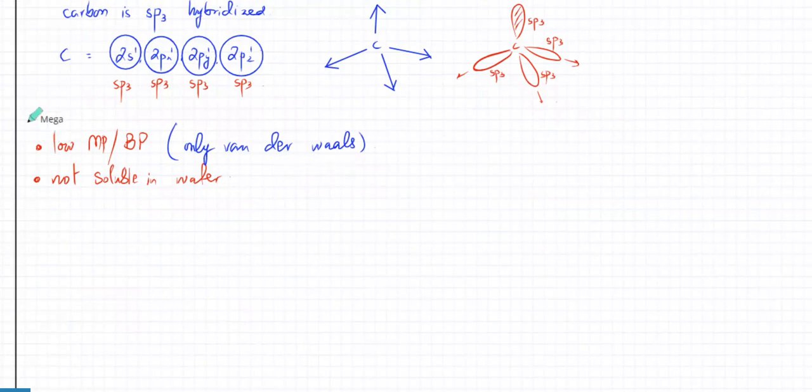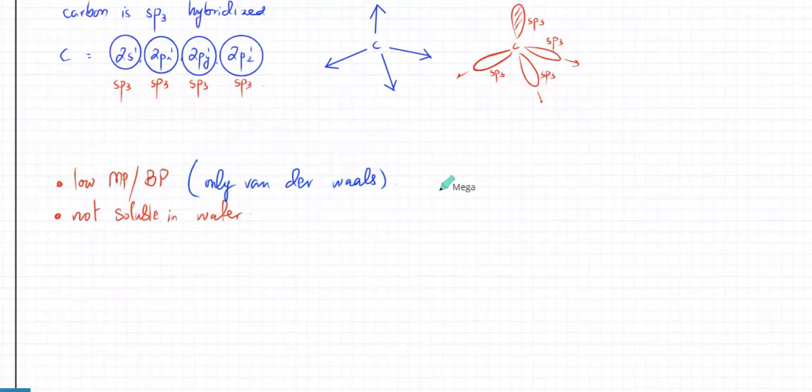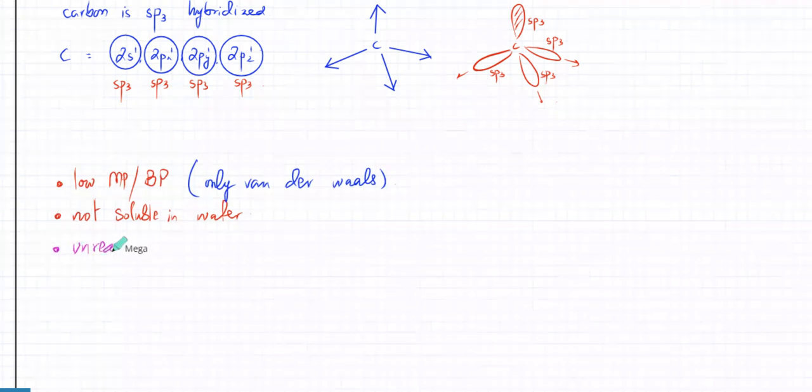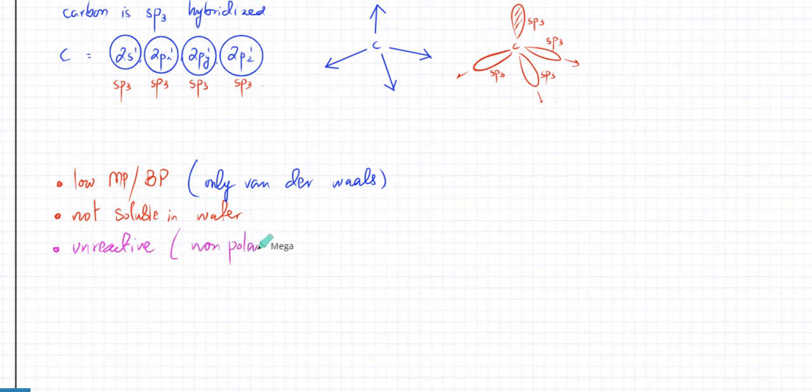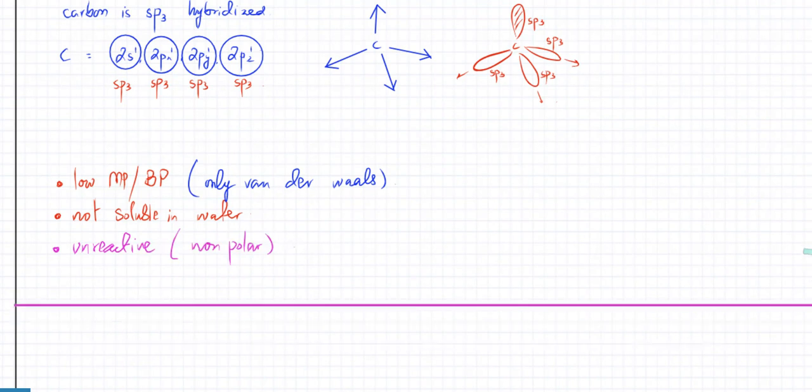And the other thing is, they're also unreactive. Because they're nonpolar, they don't react. They're very unreactive simply because they don't attract other molecules. Now, they only undergo one very specific reaction apart from combustion. And that specific reaction is a free radical substitution. So let's go over free radical substitution very quickly.